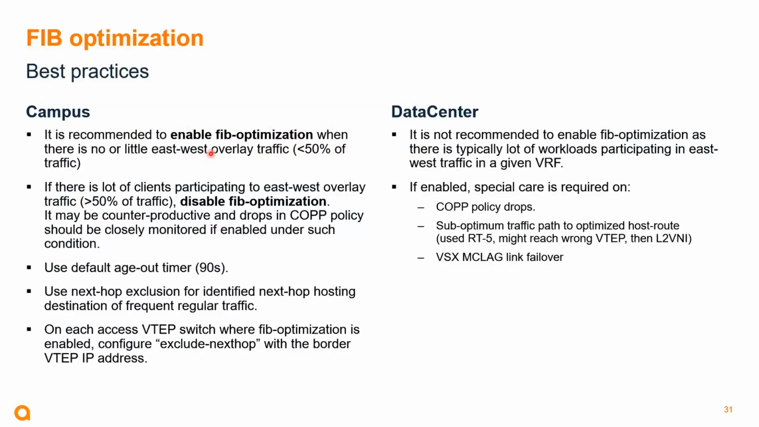So, some best practices. For campus, it is recommended to enable it when there is no or little east-west traffic, typically less than 50% of east-west traffic. If you've got a lot of clients participating in east-west traffic in the overlay, then disable FIB optimization. Again, it can be counterproductive because a lot of flows will be aged out. You will have to reprogram them, so you may see some CPU increase, and then you will have some drops and so on. So really, it's an optimization for the campus nominal case where there is no or little east-west traffic.